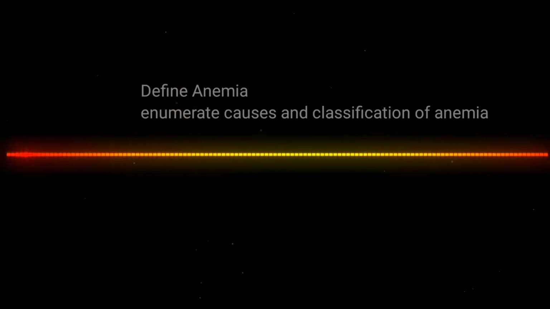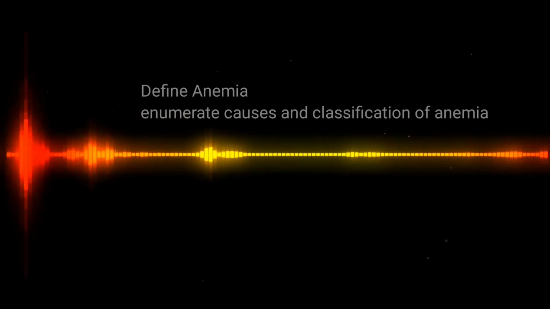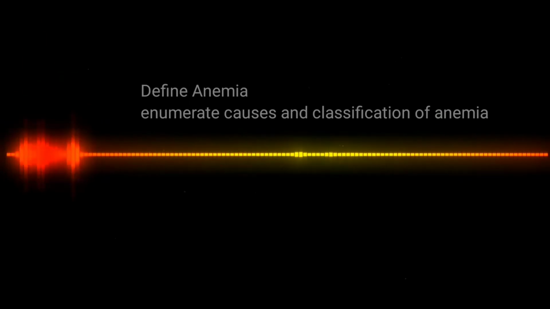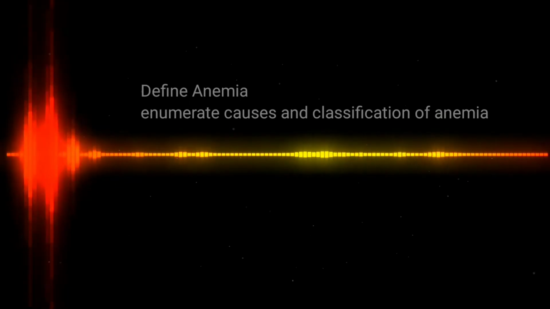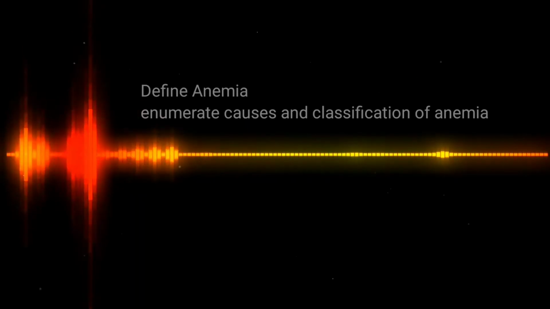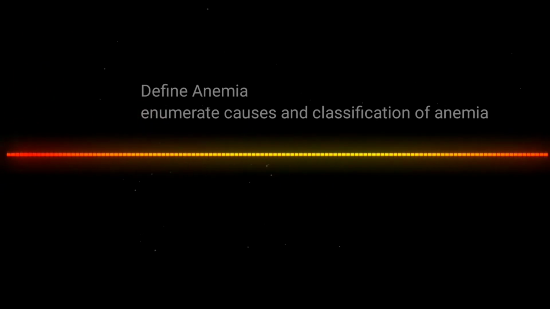Define anemia. Enumerate the causes and classification of anemia. Anemia is defined as a reduction in the number of circulating RBCs. Anemia can be classified based on underlying cause or morphology of RBCs. Table 6.1 shows the classification of anemia.